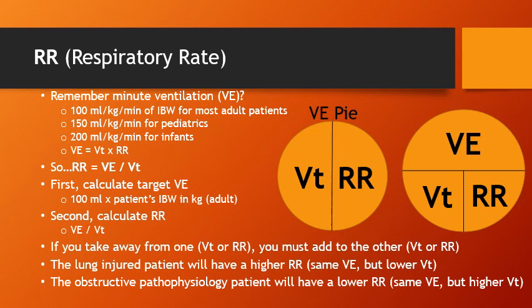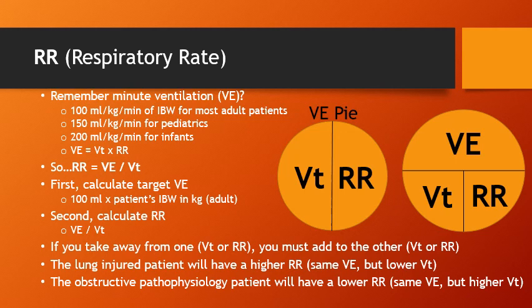So then step 2 is to find the respiratory rate by dividing that targeted minute ventilation by that tidal volume that we already calculated. So minute ventilation divided by tidal volume is going to give us our respiratory rate.